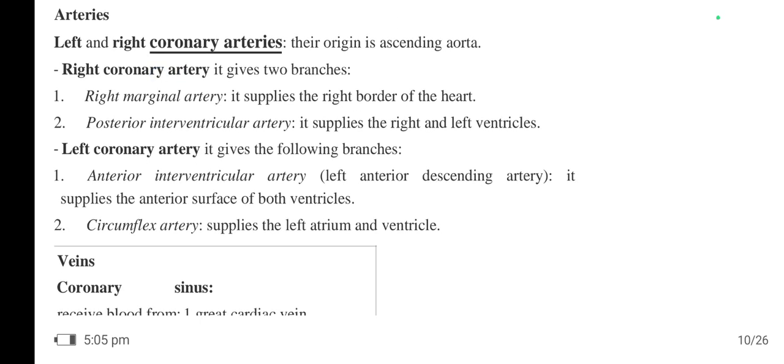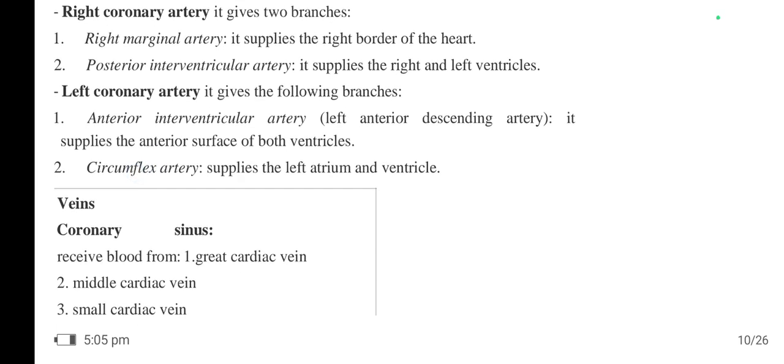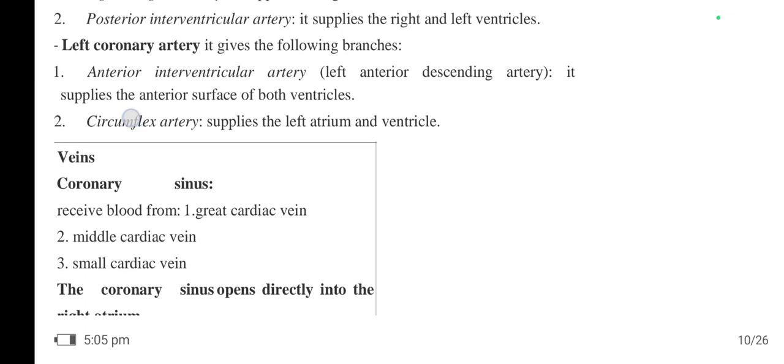Blood supply to the heart. Arteries: left and right coronary arteries, their origin is the ascending aorta. Right coronary artery gives two branches. Right marginal artery supplies the right border of the heart. Posterior interventricular artery supplies the right and left ventricle.